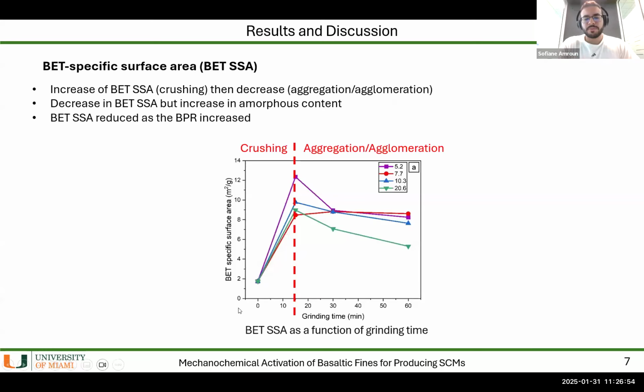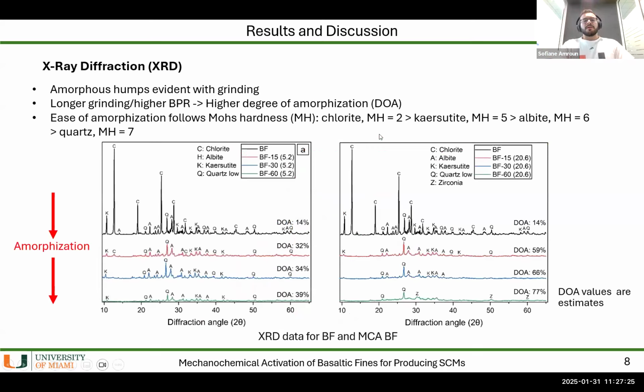For the surface area, this is the grinding time. At the beginning, from zero, this is the raw material, and this is 15 minutes of grinding at different ball to powder ratios. We see a huge increase in surface area because the particles are getting smaller and smaller in this region here. So crushing happens here, and then afterwards we get the aggregation and agglomeration that we saw in the SEM images, and then we see a decrease in the surface area.